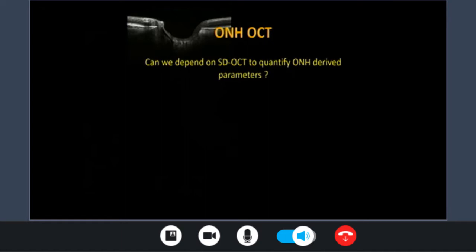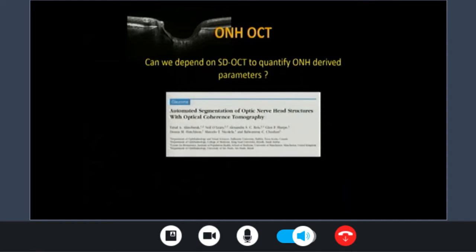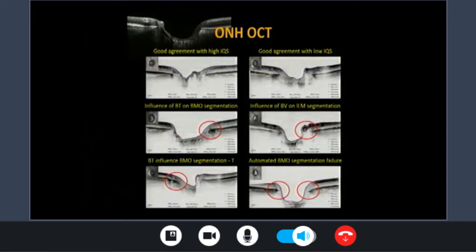So now a question that will be raised, can we actually depend on SD-OCT to quantify optic nerve head derived parameters because it's an automated segmentation, right? The question is, yes, we can depend on it to some extent, but the problem is that you need to revise the SD-OCT scans until there is a solid improvement in the segmentation software.